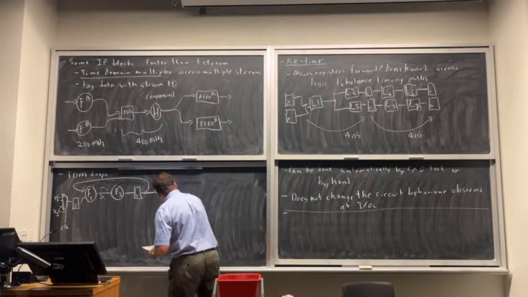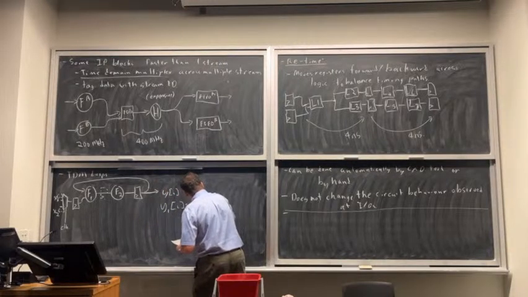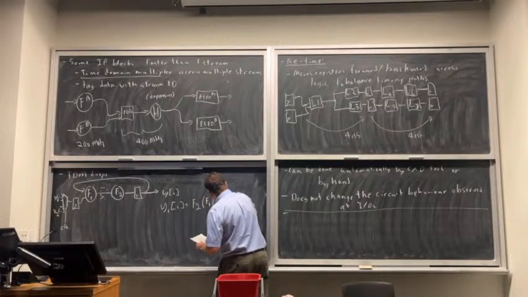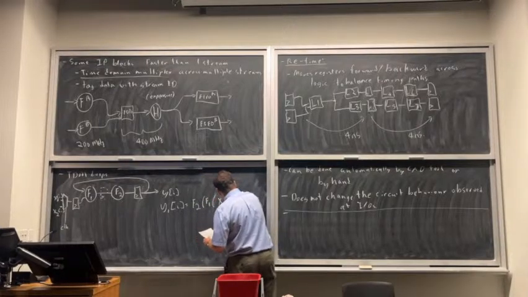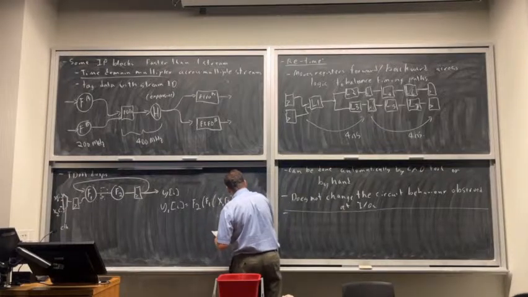I get y1 of i, which is equal to f2 of f1 of x1 of i, and y1 of i minus 1.